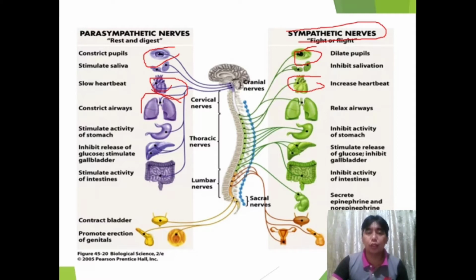So imagine that this is the head, and there are eyes, a mouth, a nose, and this is the ear.